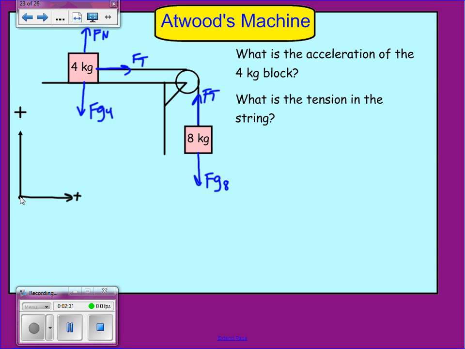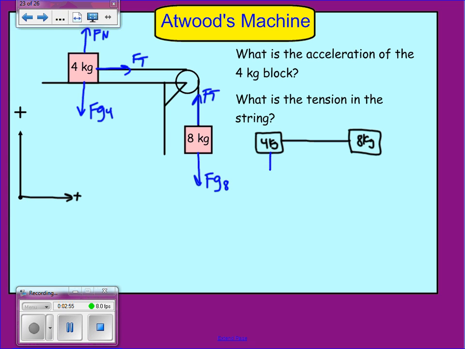Now, you can still take the system off the pulley, just like we did before. So if we did that, let's actually draw that out. If I took the system off the pulley, here's my 4 kilogram block. There's the string attached to it. Okay, there's the 8 kilogram block. All right, and then let's draw those forces in there.